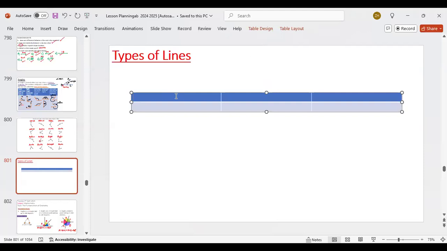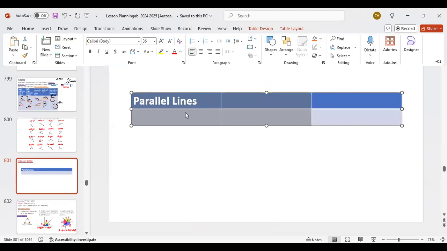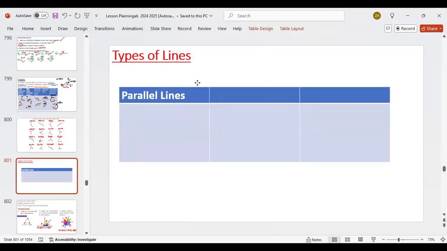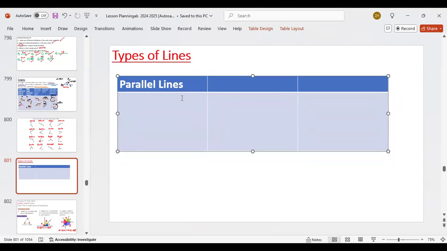So the first one is what we call, let's start off with parallel lines. Now, what do we mean by parallel lines? Two lines directly opposite each other that will never touch. So they're in the same plane and they never intersect.